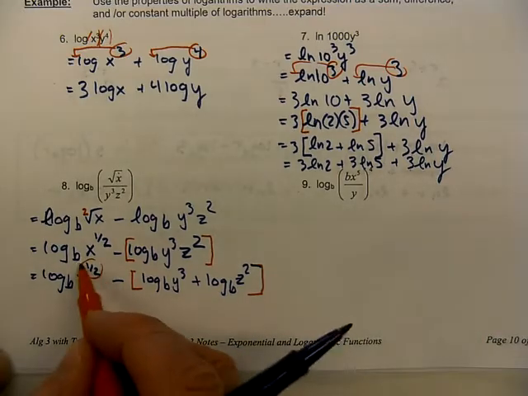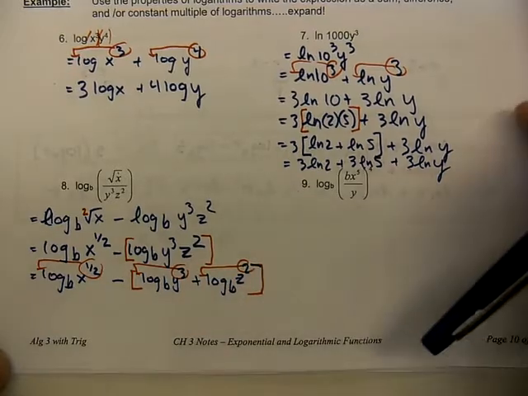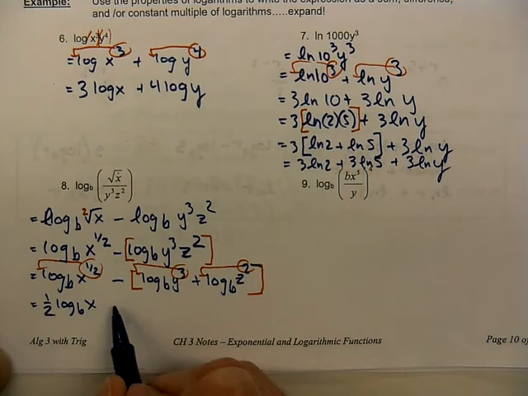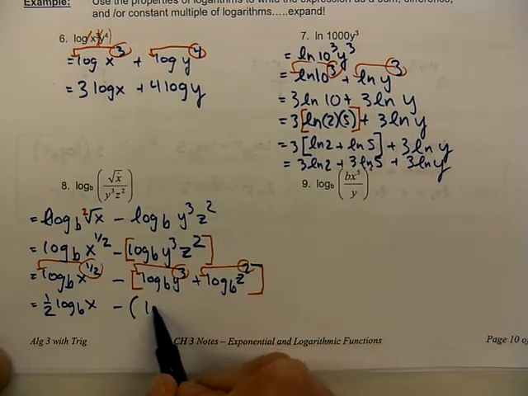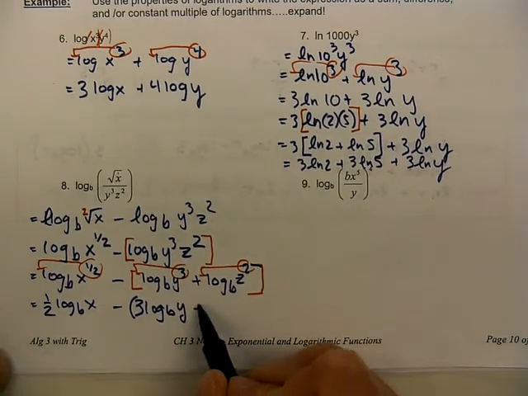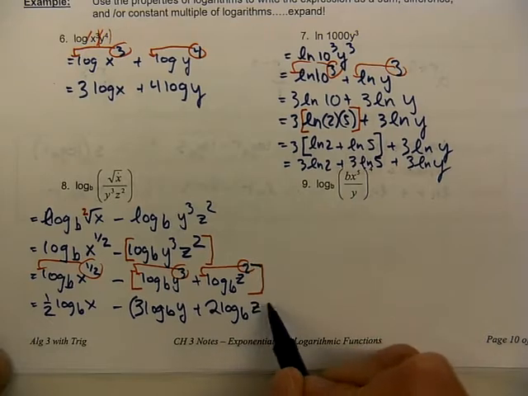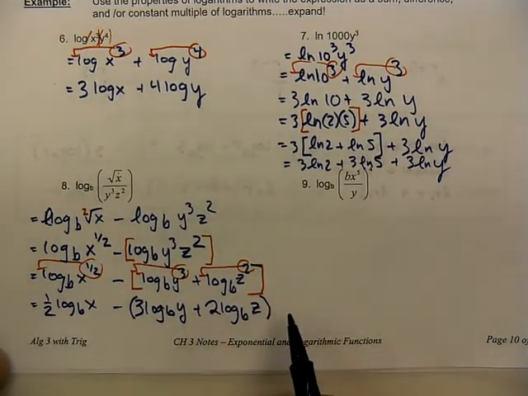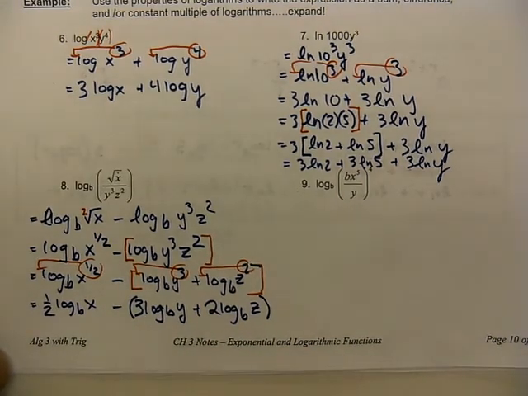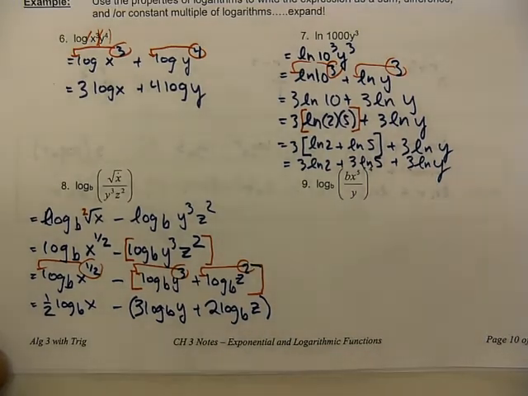Then we'll bring each of those powers to the front of each of their own terms. So 1/2 times log base b of x minus 3 times log base b of y plus 2 times log base b of z. And we're done. As an option, you could distribute the negative sign, but it is fully expanded because we don't have any more factors inside the logarithms.